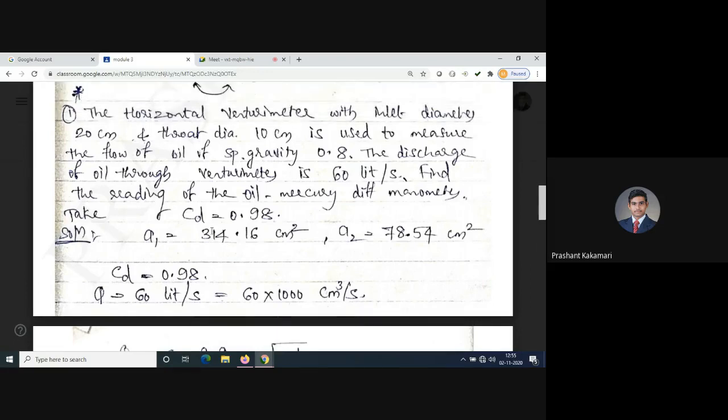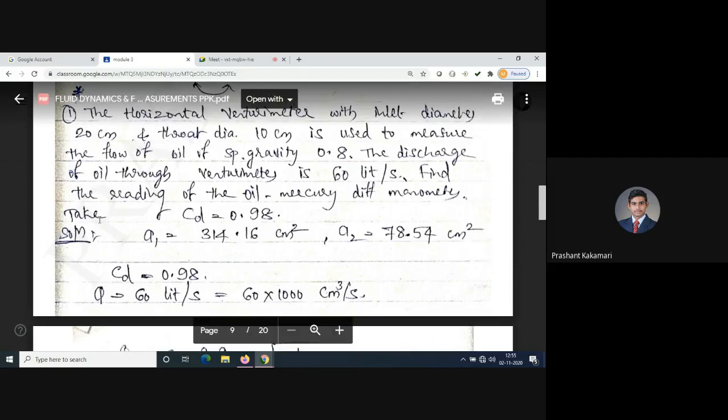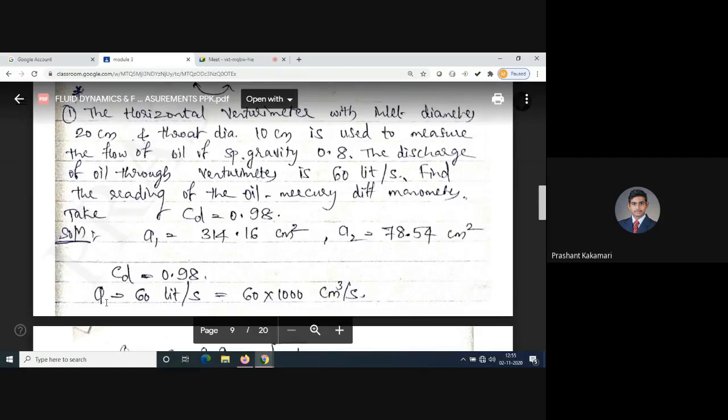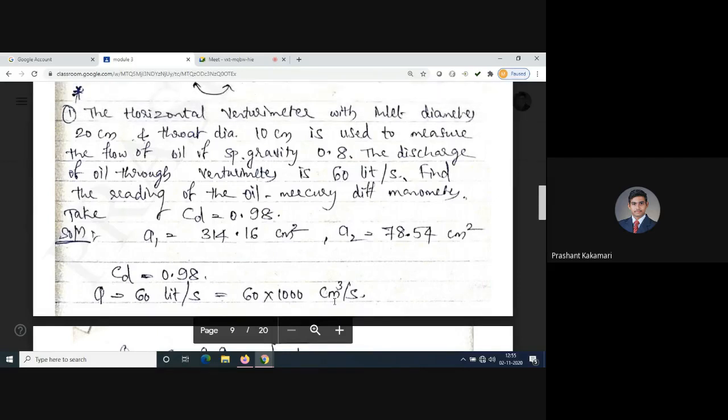Then the CD value in the problem they have given. Take CD as 0.98, the coefficient of discharge, or ratio of Q actual to Q theoretical. Now, how much is the discharge taking place? It is 60 liter per second. So convert that into centimeter cube or meter cube, whatever. For that, we can multiply with 1000, so that will be centimeter cube per second.